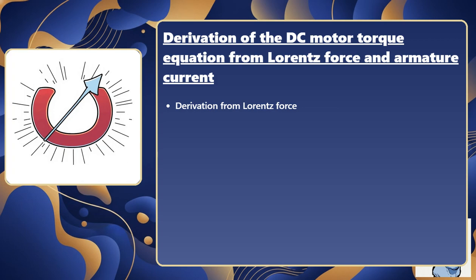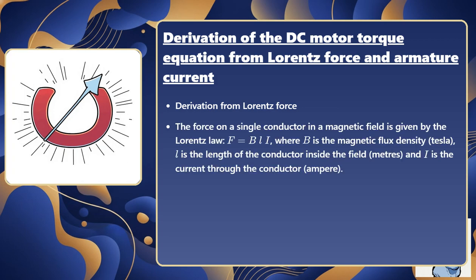Derivation from Lorentz force. The force on a single conductor in a magnetic field is given by the Lorentz law: F equals B times L times I, where B is the magnetic flux density in Tesla, L is the length of the conductor inside the field in meters, and I is the current through the conductor in amperes.